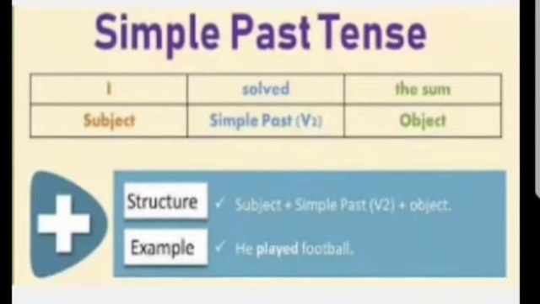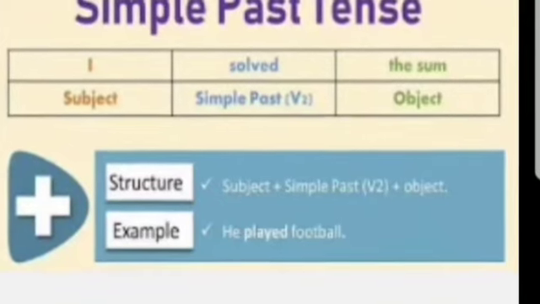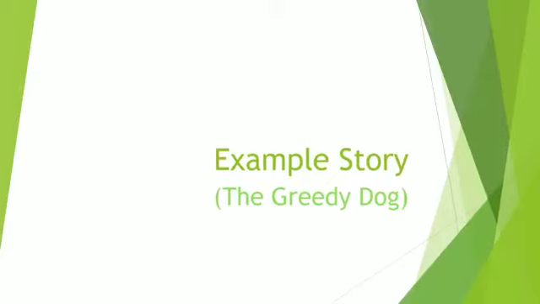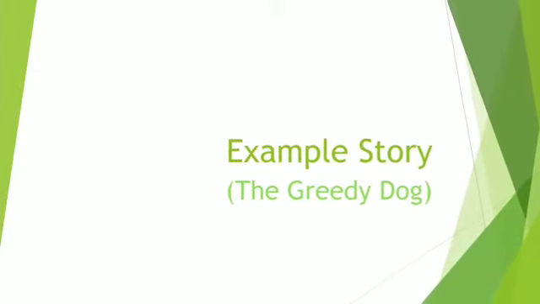Another thing that you must keep in mind while writing the story is the tense of the story. The tense must be simple past tense, that is the second form of the verb. For better understanding, let us discuss the very simple story of the greedy dog.